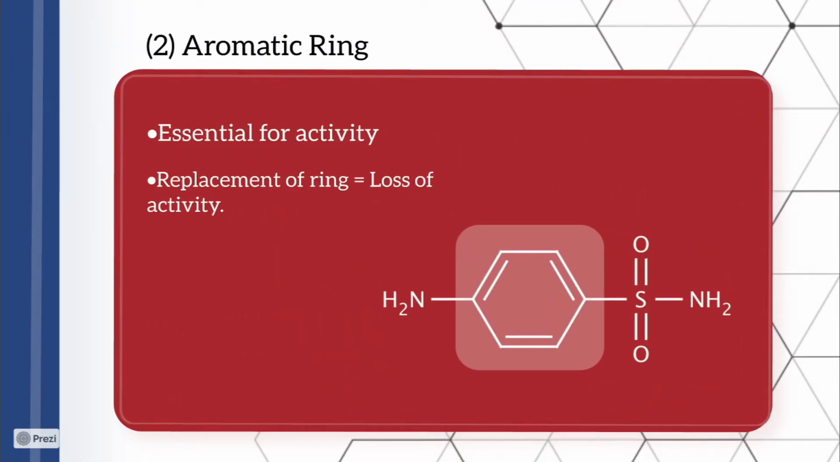This is the aromatic ring. We can observe it is a phenyl ring. This aromatic ring is essential for activity. Replacement of this phenyl ring with other groups or ring systems results in the loss of activity.